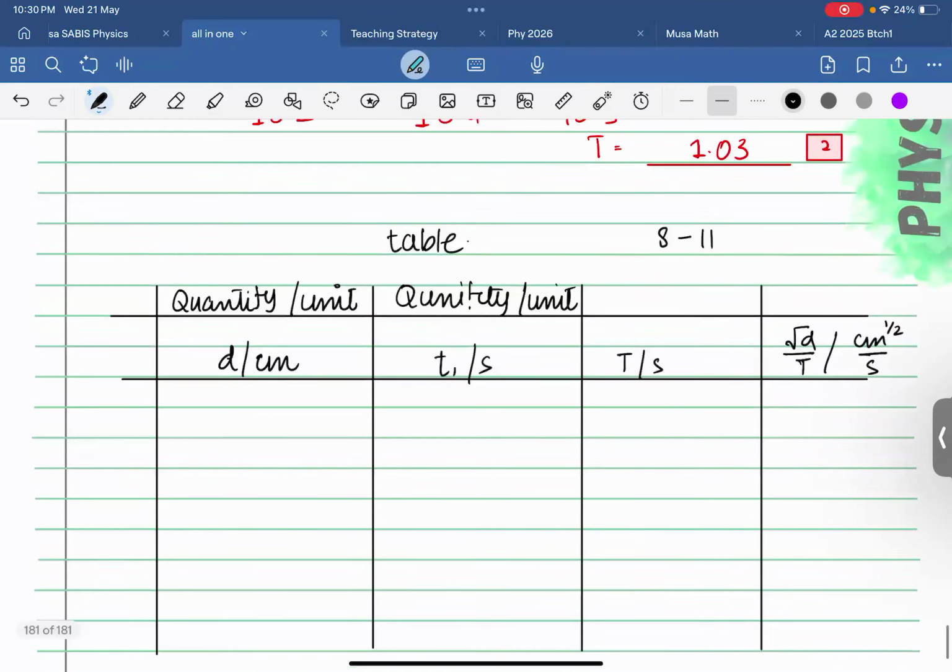So they'll give you 1 mark on the column heading. Column heading with a proper unit will earn you 1 mark. So this is 1 mark.